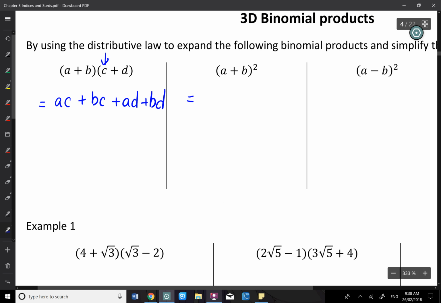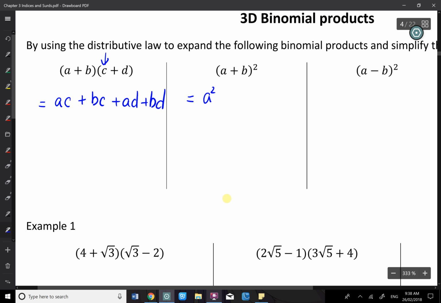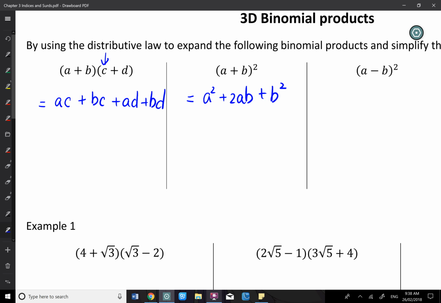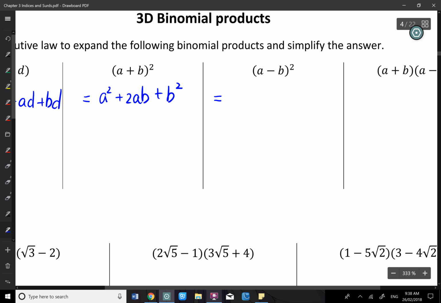Perfect square. What's A plus B squared, everyone? A plus B squared is A squared plus 2AB plus B squared. It is still working in the surds calculation, so the rule's not going to change. What's A minus B squared? A squared minus 2AB plus B squared.